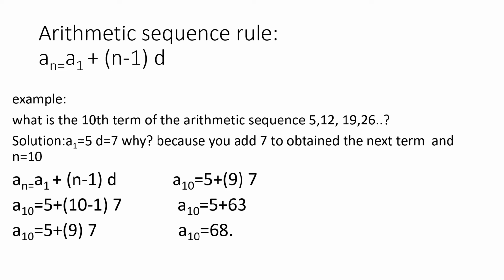Okay, a sub 10 is equal to 5 plus 10 minus 1, which is 9, times 7. A sub 10 is equal to 5 plus 9 times 7. 9 times 7 is equal to 63. So a sub 10 is equal to 68. Therefore, the 10th term is 68.